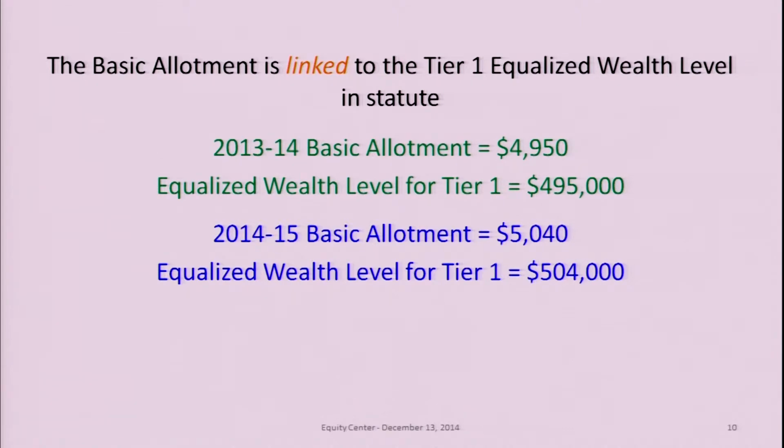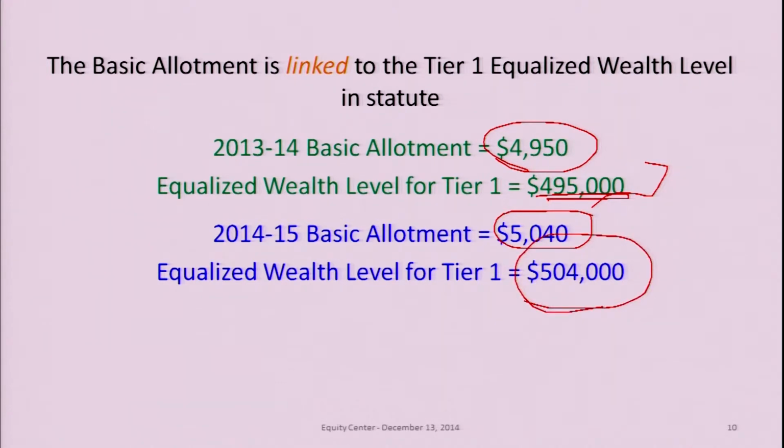In 2013-14, the basic allotment was $4,950. If you look at the equalized wealth level, you can see the similarities. It's in a wealth level, a value per WADA level, but nevertheless, it's the same number. This year, the basic allotment for Tier 1 went up to $5,040, and you can see the equalized wealth level is $504,000. They're linked together. When the basic allotment goes up, then the wealth level you're allowed to keep goes up as well. So raising the basic allotment reduces recapture as well as providing more money to lower wealth districts.